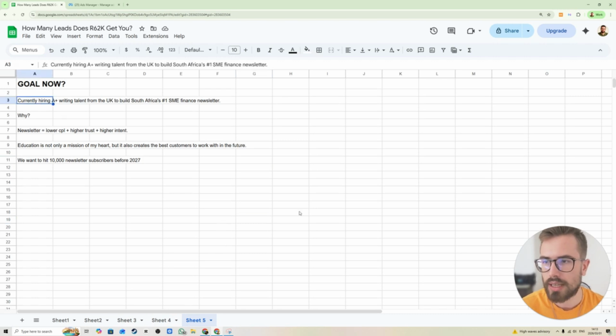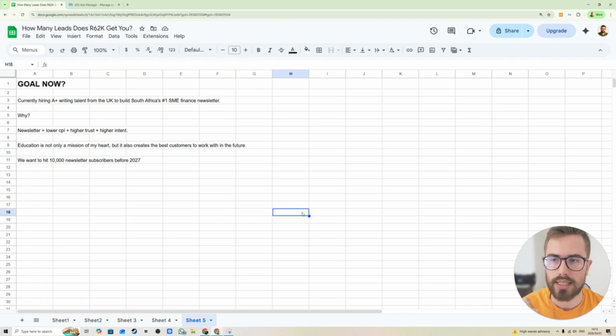The goal now is we're currently hiring A-plus writing talent from the UK to build South Africa's number 1 SME finance newsletter. And the reason we're doing this is because newsletters have lower cost per lead, but higher trust, higher intent. Education is not only a mission of my heart, but it also creates the best customers to work with in the future. And we want to hit 10,000 newsletter subscribers before 2027.